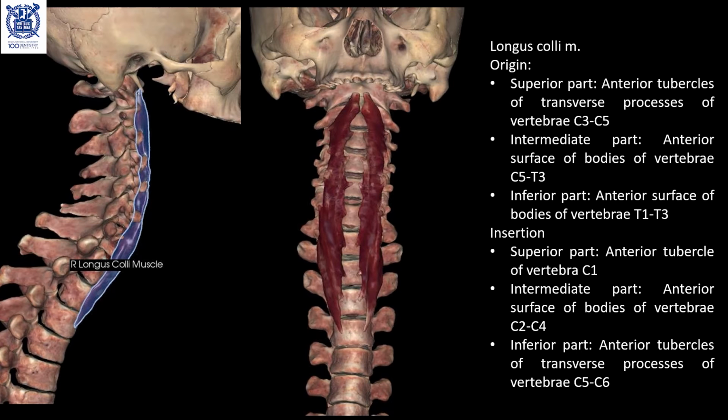The inferior oblique portion, the smallest part of the muscle, arises from the front of the bodies of the first two or three thoracic vertebrae and ascends obliquely in a lateral direction and is inserted into the anterior tubercles of the transverse processes of the fifth and sixth cervical vertebrae. It is supplied by the ascending pharyngeal artery and vertebral arteries and is innervated by the second to sixth cervical spinal nerves. Its main action is to flex the neck and head.